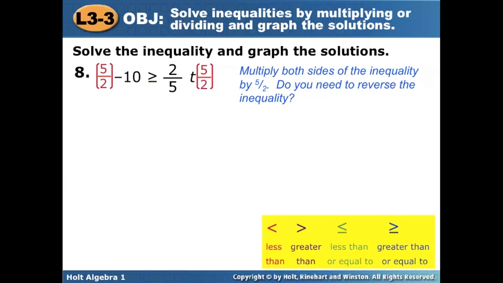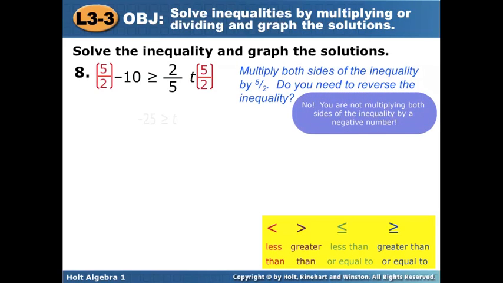Notice we have a negative in the problem. Should we flip the direction of our sign? No, we do not flip the direction of our inequality symbol just because we see a negative. We must multiply or divide by a negative in order to flip the direction of the inequality. So we have that negative 25 is greater than or equal to t.